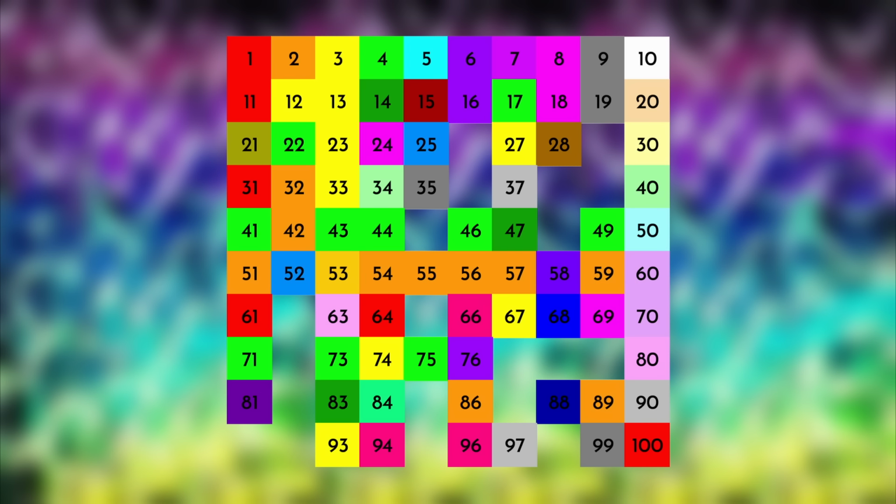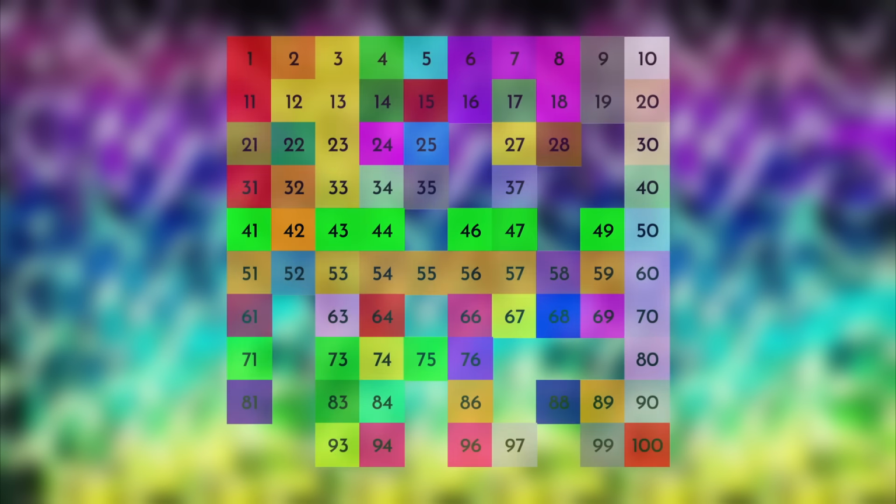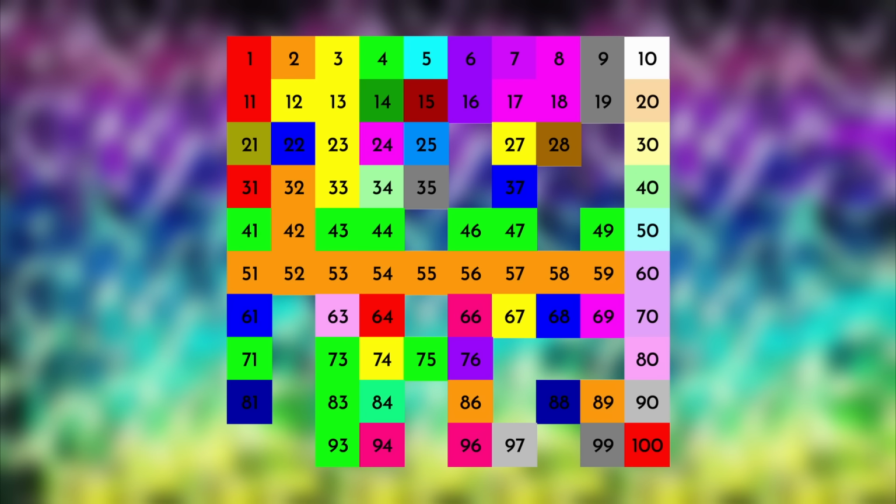The second one was that the 40s ended up being green, apart from 42, which again is likely just coincidence. The last one, which most certainly was not a coincidence, was that the multiples of 10 ended up as lighter versions of the numbers from 1 to 10. There were 2 exceptions to this.